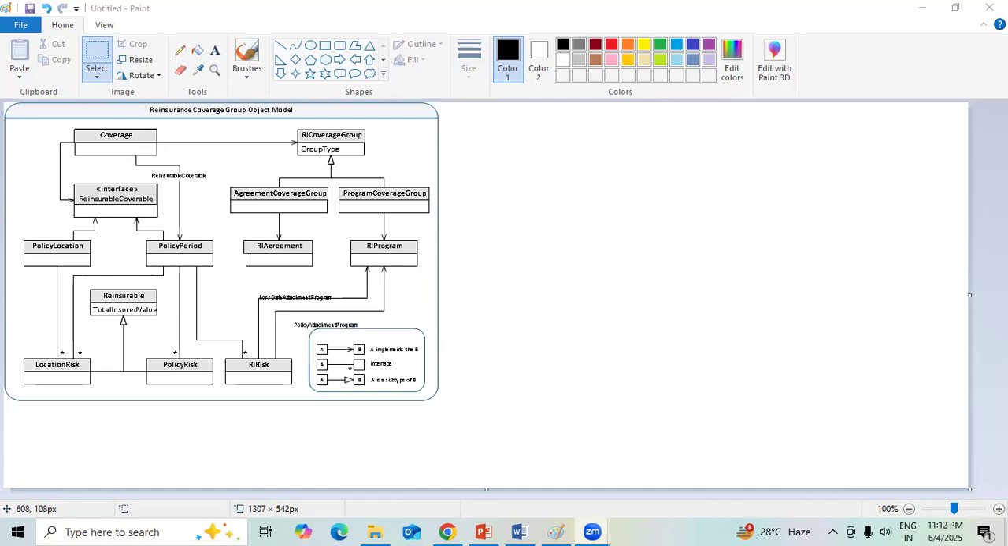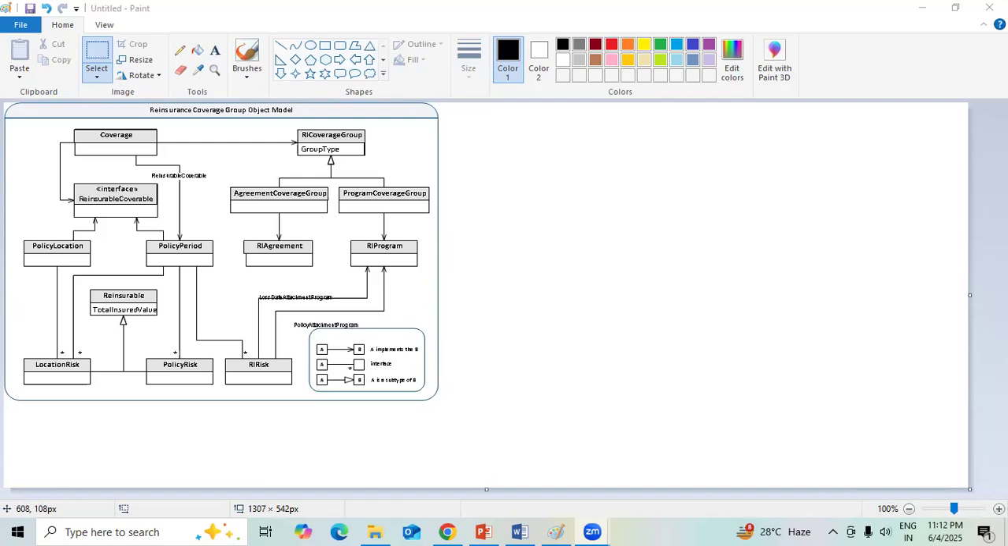So reinsurance group coverages are mainly defined in the Guidewire product designer application. The coverage groups present the coverages that are reinsured under specific reinsurance programs. At the same time, there is the reinsurance risk within the coverage groups that we are specifying, followed by the type of risk which will be reinsured, such as policy risk and location risk.